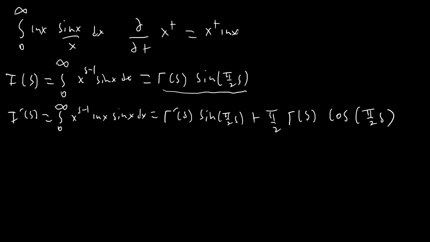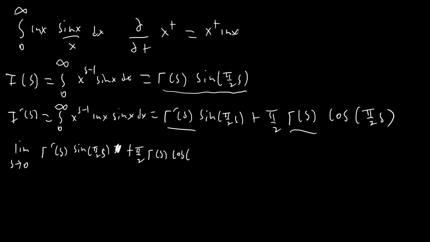And the problem here is that this gamma of s is going to go to infinity, and also this gamma prime of s is going to go to infinity as we let s go to 0. So we have a bit of an interesting situation here, and we're going to have to actually take this to a limit. So let's go ahead and do that. We want to let s equal 0, so we're going to let the limit as s goes to 0 of gamma prime of s sine of pi over 2s plus pi over 2 gamma of s cosine of pi over 2s.